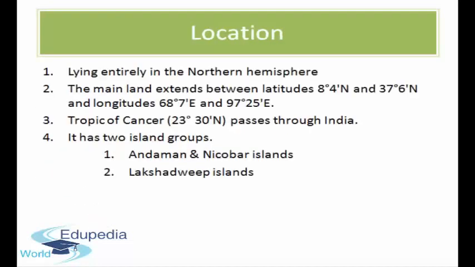The first one is location. India is a vast country and it lies entirely in the northern hemisphere. So the northern hemisphere is above the equator. The mainland extends between latitudes 8 degree 4 north and 37 degree 6 north, and the longitudes are 68 degree 7 east and 97 degree 25 east.